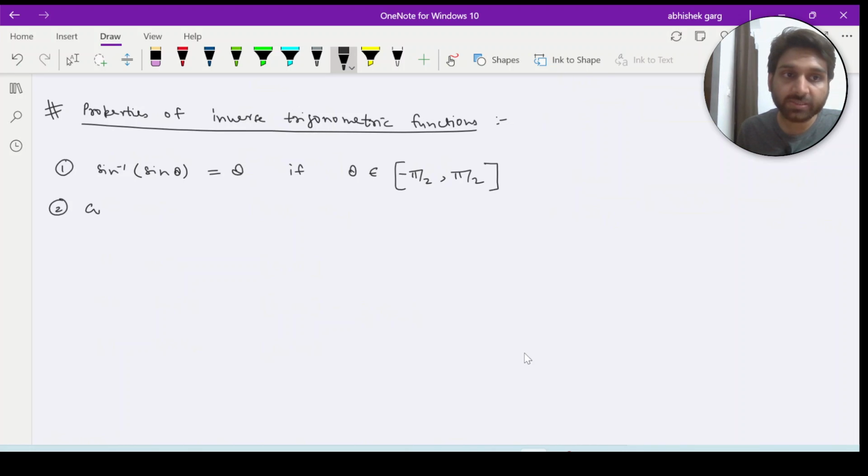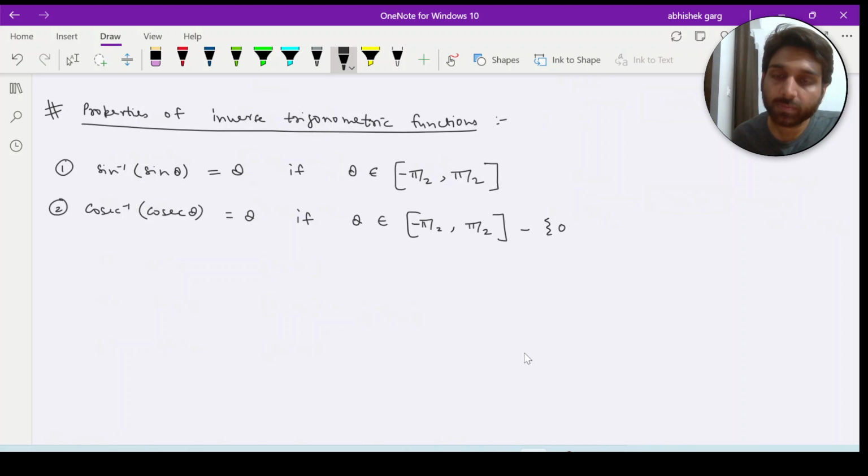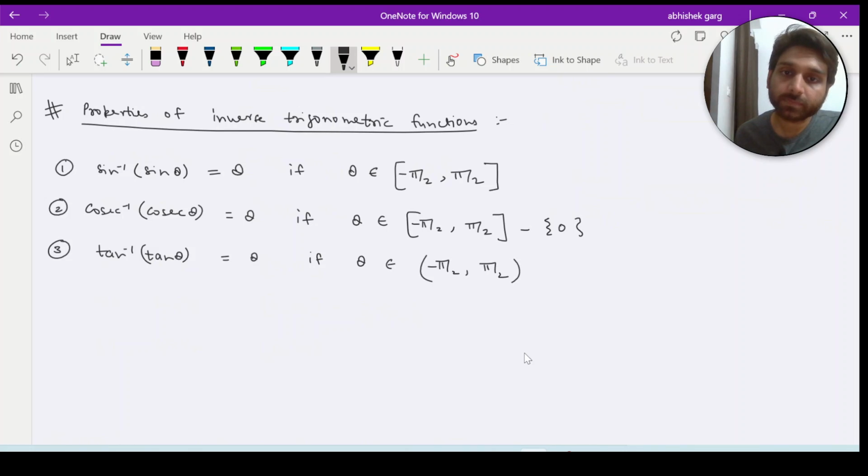The second property is cosec inverse cosec theta. Cosec inverse cosec theta is equal to theta if theta belongs to minus pi by 2 to pi by 2 except 0. The third property is tan inverse tan theta is equal to theta if theta belongs to minus pi by 2 to pi by 2, open interval.